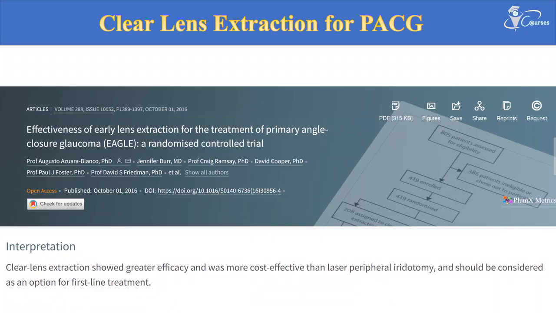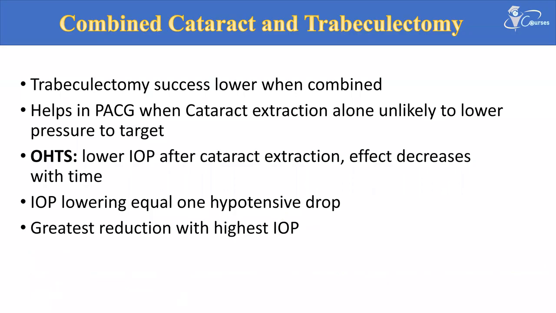Another way is to do a combined procedure, both cataract or lens extraction and trabeculectomy. So what will be the problem? The problem is that the success rate of trabeculectomy will be lower when combined. For example, assume that the cataract surgery was complicated by vitreous loss. This vitreous loss will cause more risk of glaucoma and so on. So you are increasing the risk of failure of trabeculectomy by the cataract surgery.